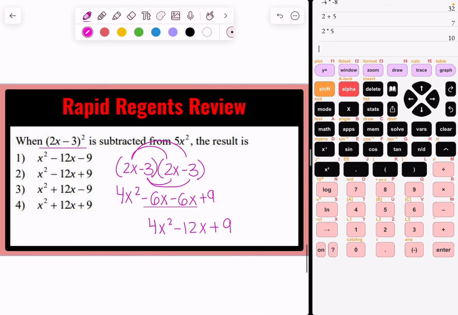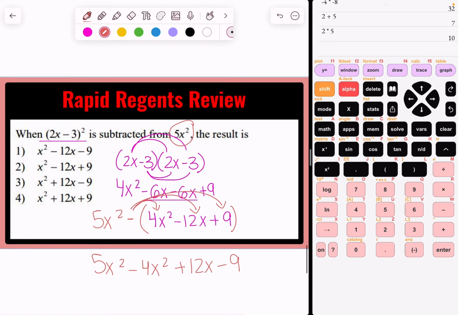And it says, is subtracted from 5x squared. Meaning you need to put this and then subtract your 5x squared. Because subtracted from, you do it in the opposite order. So we would have 5x squared. I need to distribute this negative. With negative 4x squared, distribute this negative. That would give me positive 12x. Distribute this negative. That would give me negative 9.